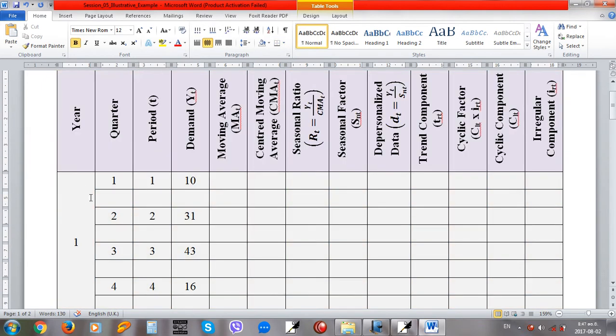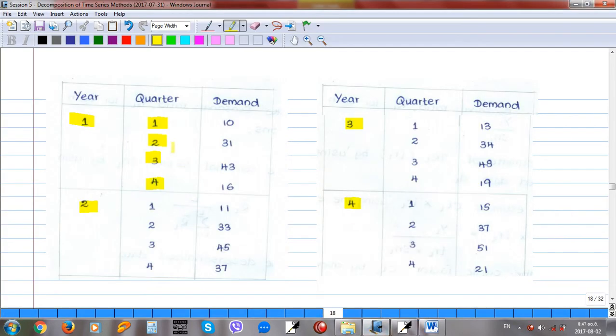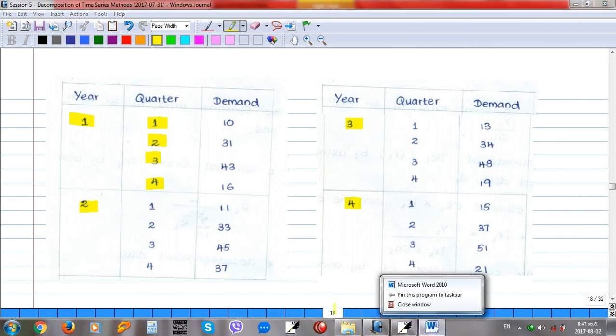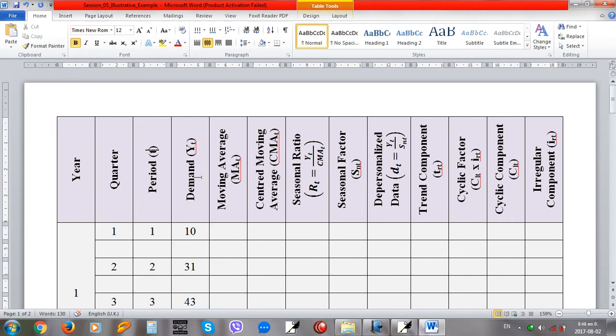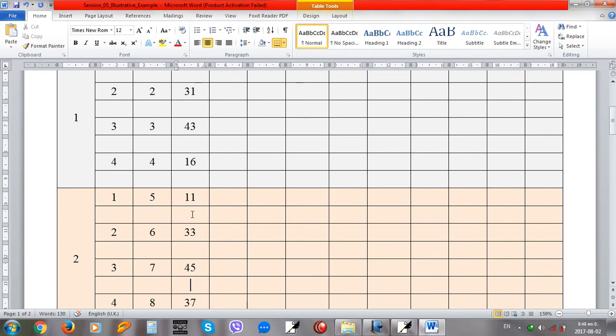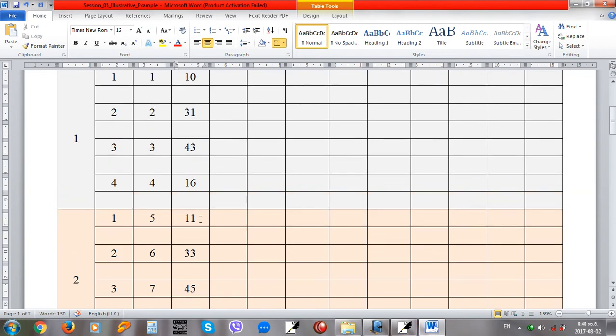For 1 year there are 4 quarters. Then you just put numbers 1 to 16. Then demand is given in the question, right? So you can find the demand here: 10, 31, 43, 16, 11, 33. Likewise you can add to this column YT. Demand is given: 10, 31, 43. Likewise you can add for this column.